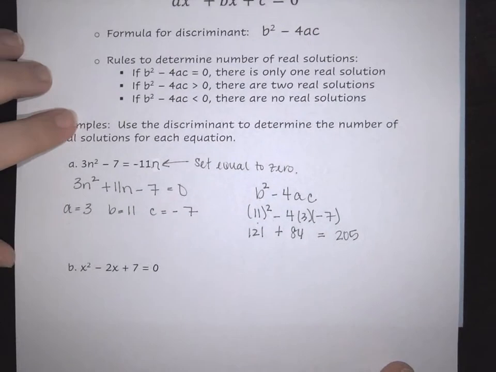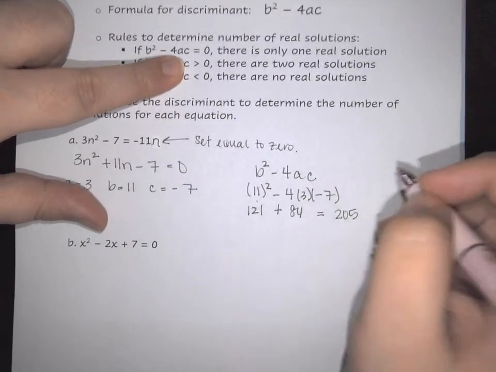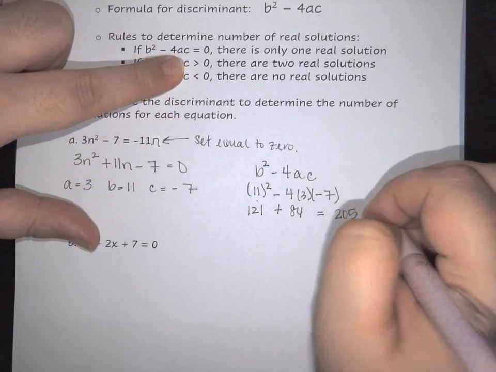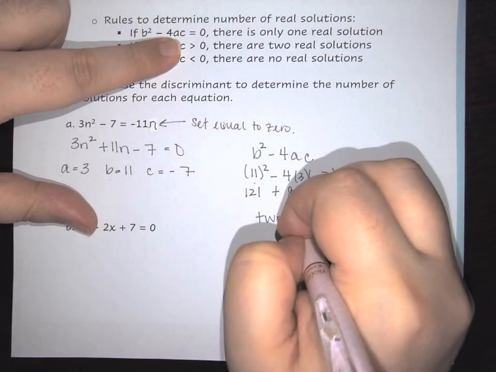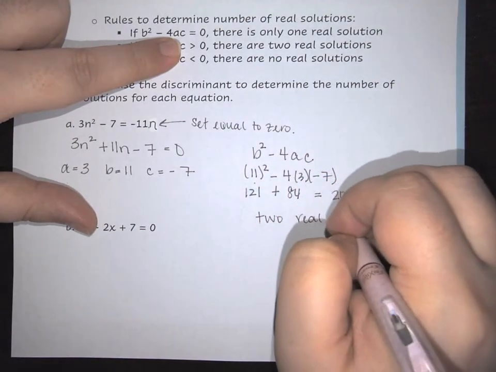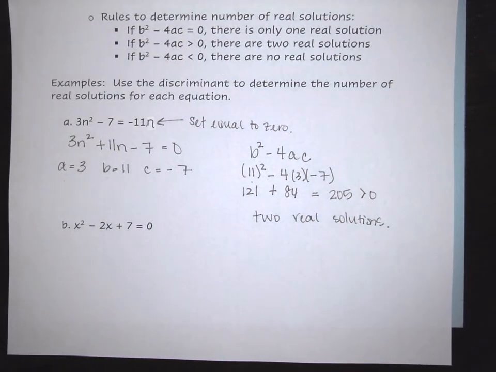Now, if we look at our rules, we have to look at which one this is. So 205, in this case, this is greater than 0. So here you would have 2 real solutions. And that is all we are asking you to do with the discriminant, is just simply determine how many solutions you might have. Okay, and that's it, nothing more.